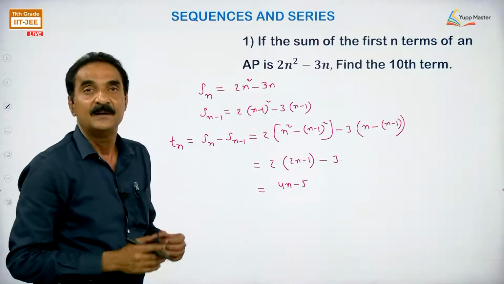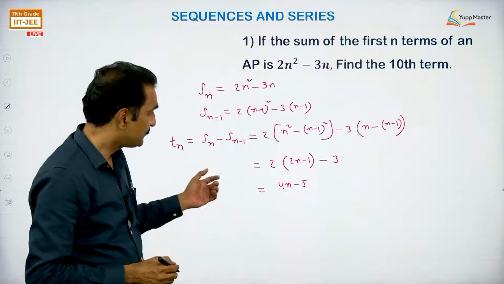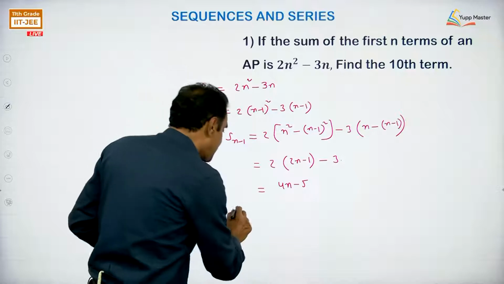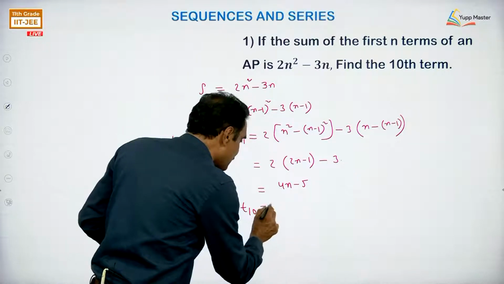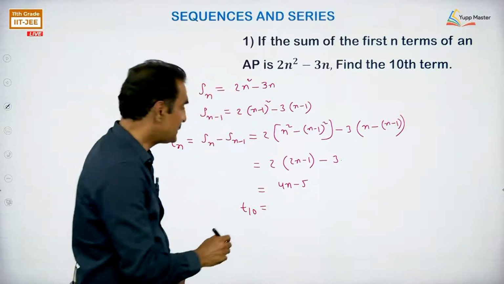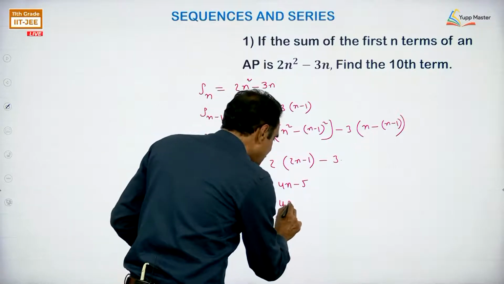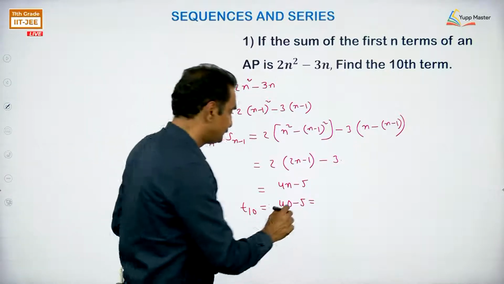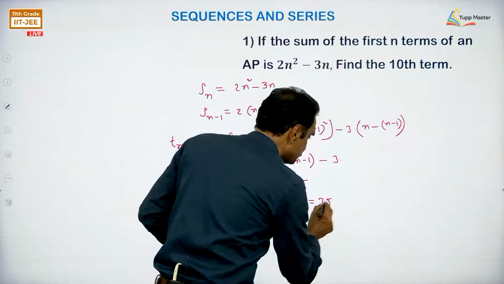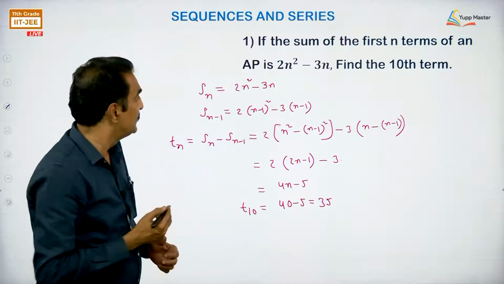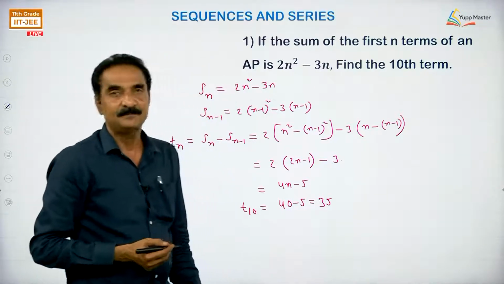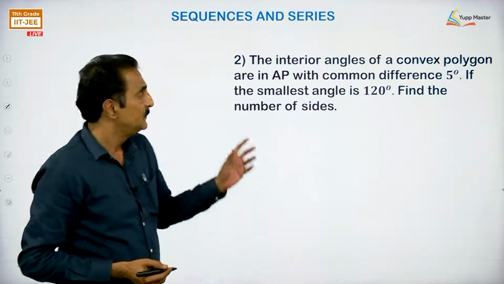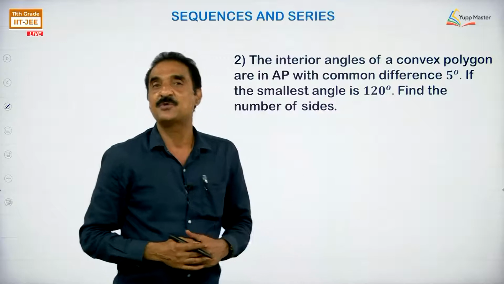Alright. Now, we got the nth term. What do you want? 10th term. T10 is equal to, putting n is equal to 10, you will get 40 minus 5. What is it? 35. Alright. Let us proceed to the next question. It was actually a previous JEE question long back.